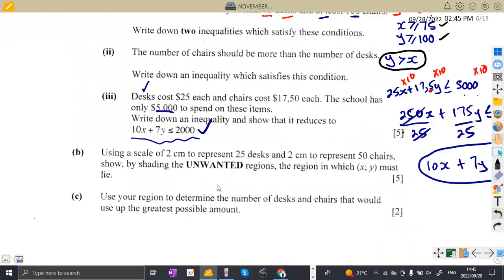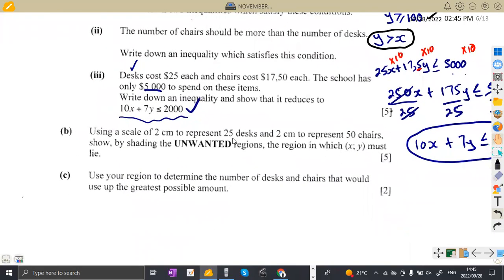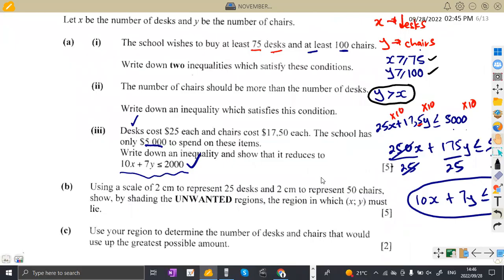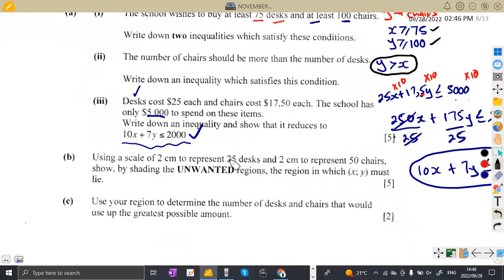On item B, using a scale of 2 centimeters to represent 25 desks. Remember, a desk is what? On X. So they are saying 2 centimeters to represent 25 on the X-axis. That is what we mean here. And okay, let me change to another one. So this is 25 on the X and 50 on the Y-axis. So this 50 that we see is for the chairs, and the chairs are on the Y-axis. So let us see how it is going to look.